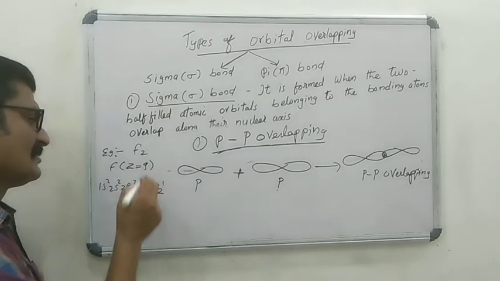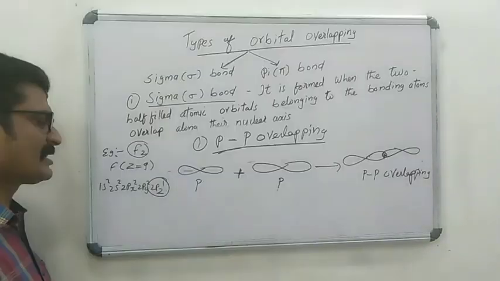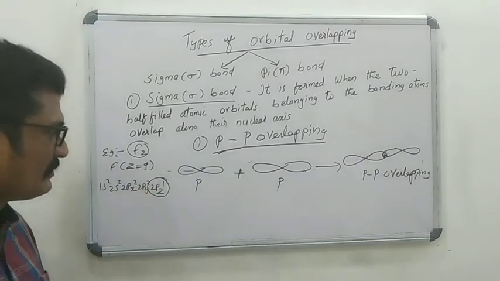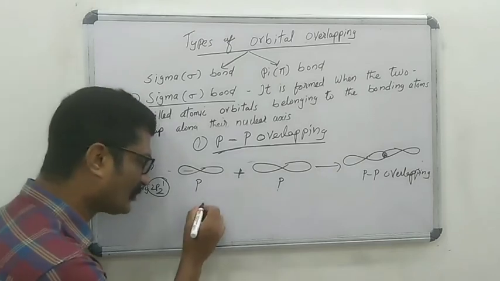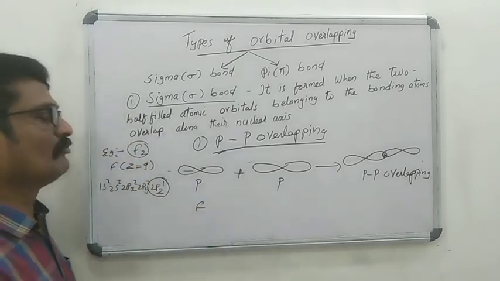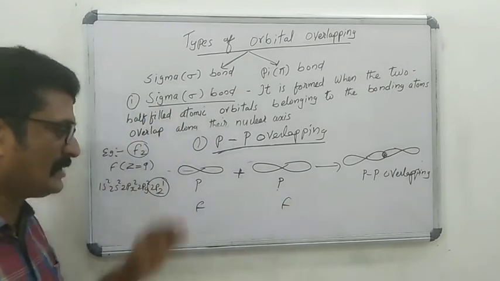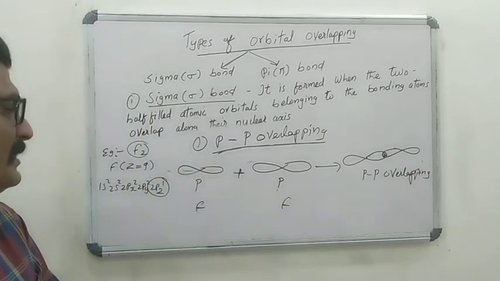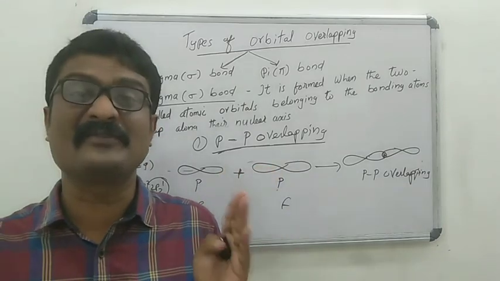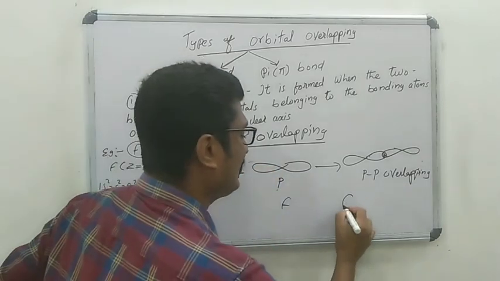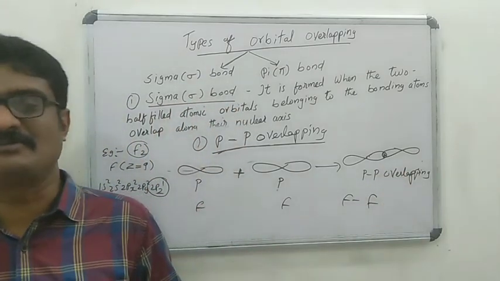The example is the formation of the fluorine molecule. Already we learned the fluorine atom has a half-filled 2pz orbital. Here the half-filled 2pz orbital of one fluorine atom overlaps with the half-filled pz orbital of another fluorine atom along the internuclear axis and forms an F-F sigma bond.